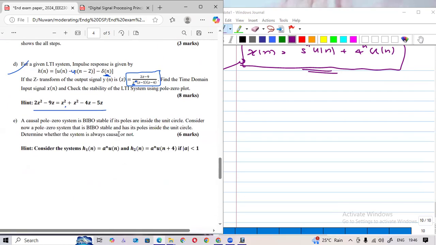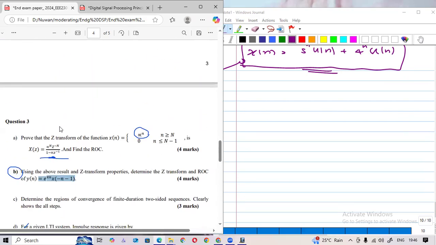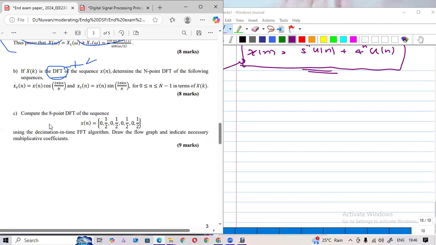Okay, I hope you get it. So I'm not going to do DFT questions. I think it is not much difficult. So you can do this kind of question very easily.